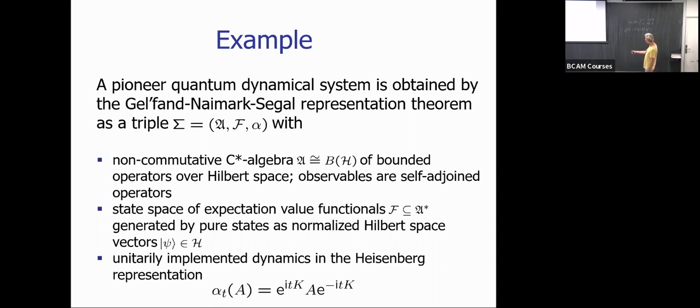And as long as we are in the Heisenberg picture, we describe the dynamics of observables and not of states. And then we know that we can implement these automorphisms unitarily in the Hilbert space simply by making this kind of similarity transformation, where K is so to say a dimensionless Hamilton operator, where we use the Planck action constant here. So this gives the Heisenberg picture of quantum mechanics.